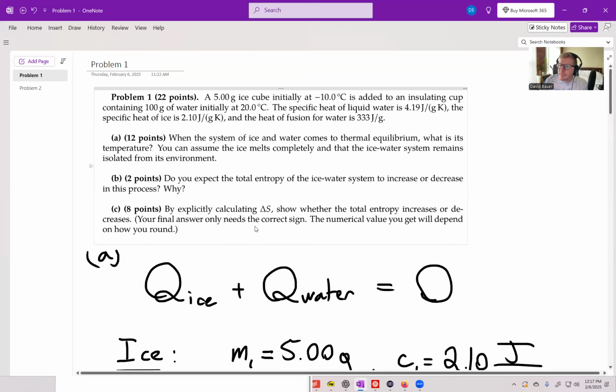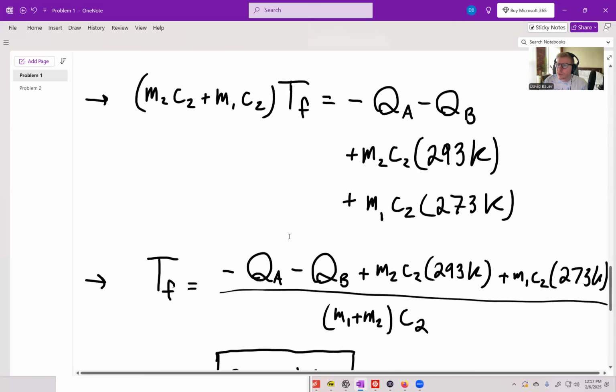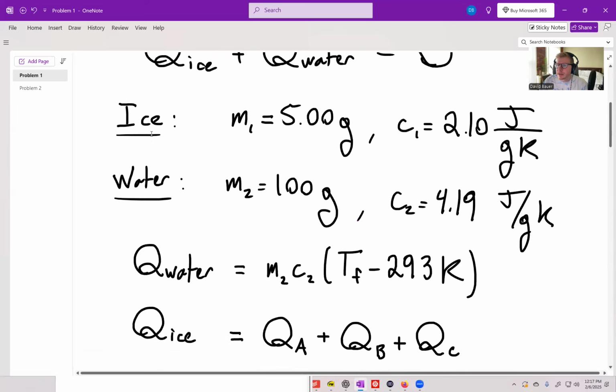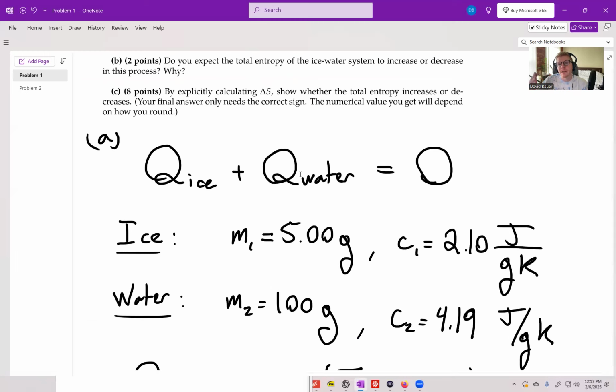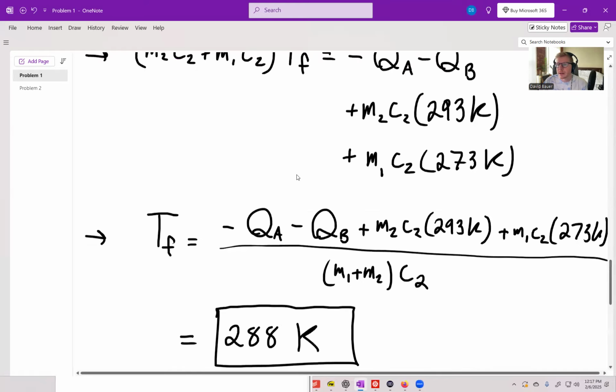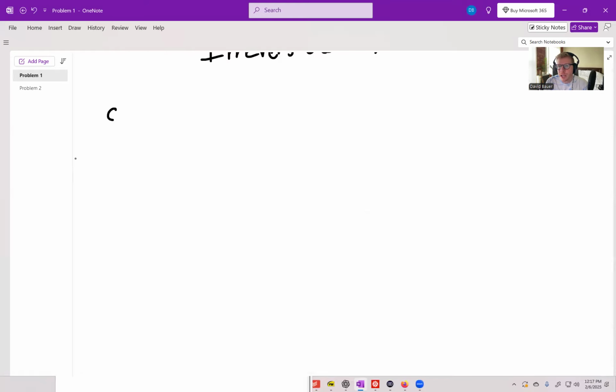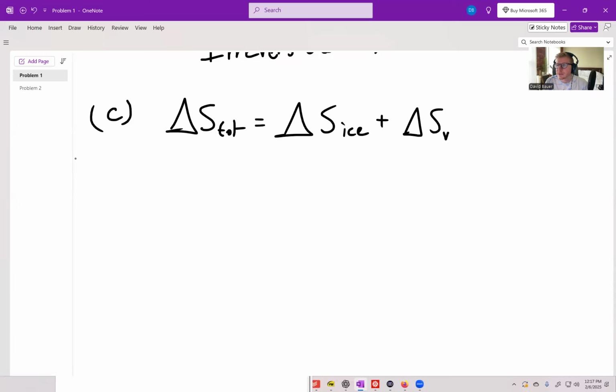All right, so we'll do the same thing that we did in part A, in the sense that we're going to break this up into essentially four different steps here. 3 steps for the ice and 1 step for the water. All right, so our total entropy change, that's delta S for the ice plus delta S for the water.